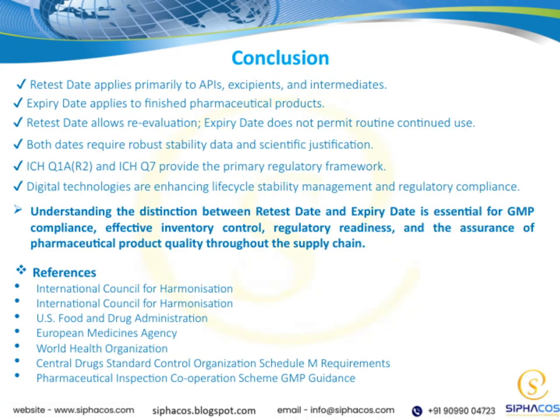We've covered a lot about retest dates and expiry dates, two key concepts in pharmaceutical quality management. Retest dates mainly apply to raw materials and intermediates, letting us reevaluate their suitability over time. Expiry dates, on the other hand, are for finished products and don't allow routine extension. Both rely on solid stability data and scientific backing. The guidelines from ICH and other agencies shape these rules, and now digital tools are helping us manage stability and compliance more efficiently. Understanding these distinctions keeps us compliant and ensures product quality from start to finish.